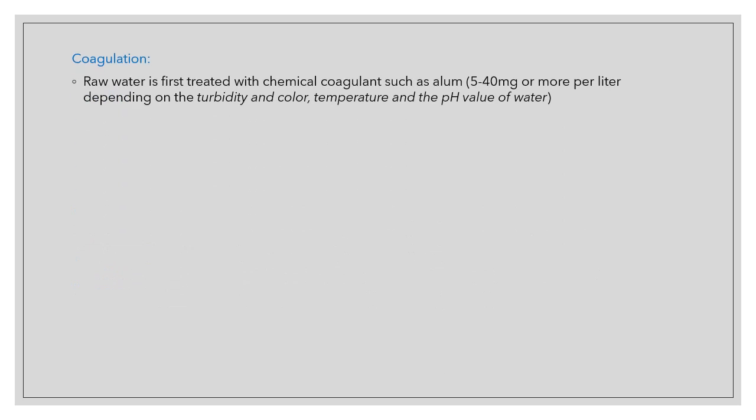So the first step in rapid sand filtration is the process of coagulation. Raw water is first treated with a chemical coagulant such as alum, and the amount actually depends on the turbidity, color, temperature, and pH of water, but it's around 5 to 40 milligrams or more per liter.